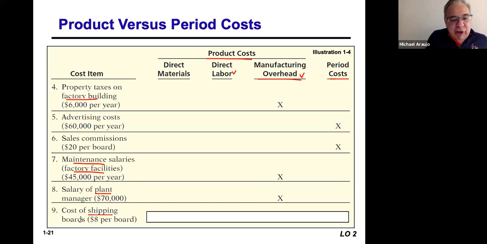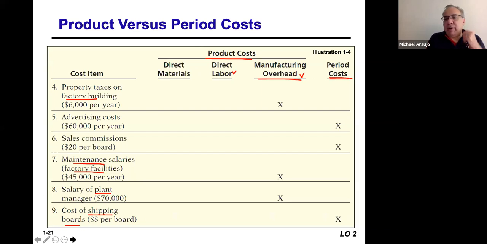The cost of actually shipping those boards out. So once they are sold, they need to be shipped. Well, the shipping is not about making the product, right? The shipping is about selling the product. And so in this case, the shipping would be a period cost.